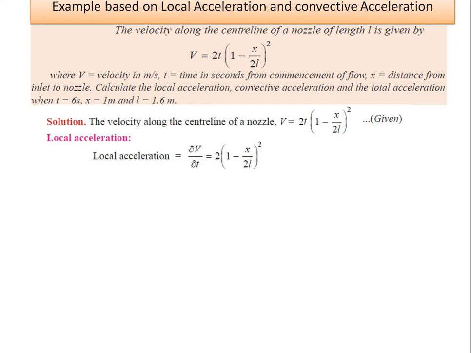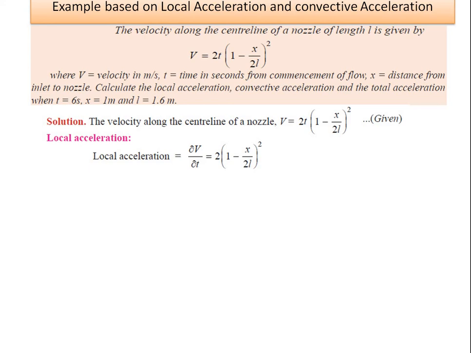Now local acceleration is nothing but ∂V/∂t. So taking the derivative of the V term, we will get 2 into (1 minus x divided by 2L) whole square. Here we have calculated the derivative by implementing the formula for the derivative of two quantities when they are multiplied, that is, derivative of first into second plus first into derivative of second. So here the derivative of the second term, (1 minus x divided by 2L) whole square, is a constant, so it is equal to 0.